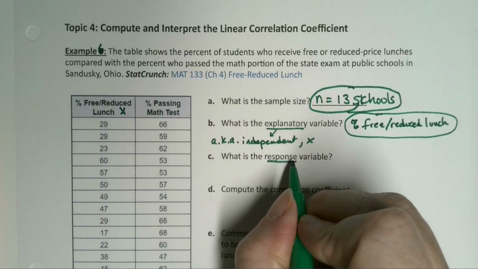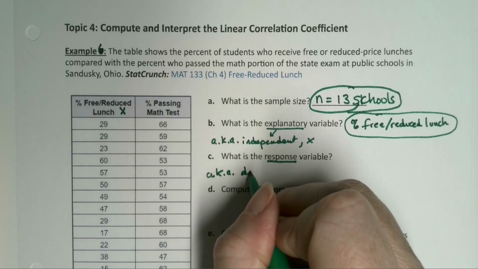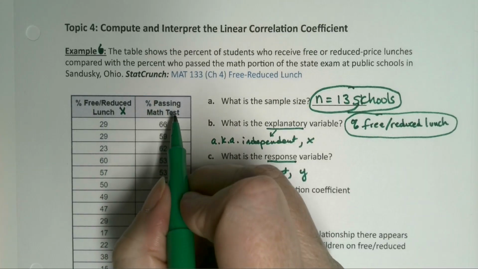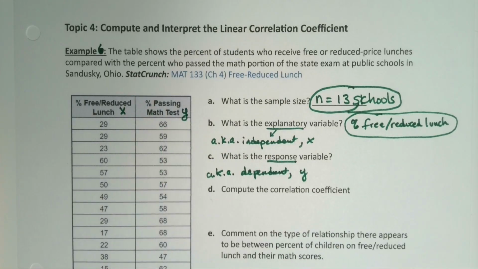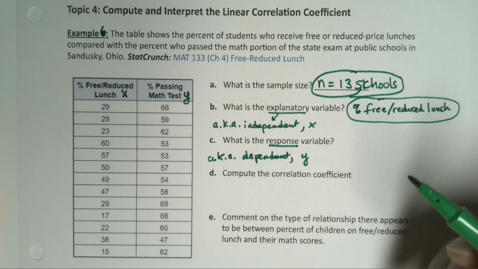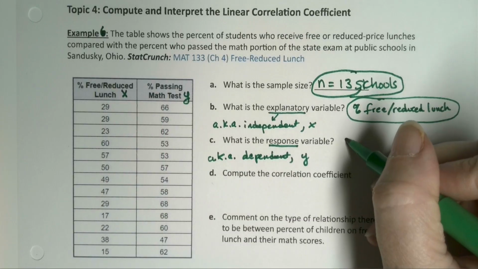The response variable is also known as the dependent variable, and that's your y. And it really pays to label these for yourself so you can keep track of what's happening, because there's two variables here, the x and the y. All right, so the response variable was the percent passing the math test.